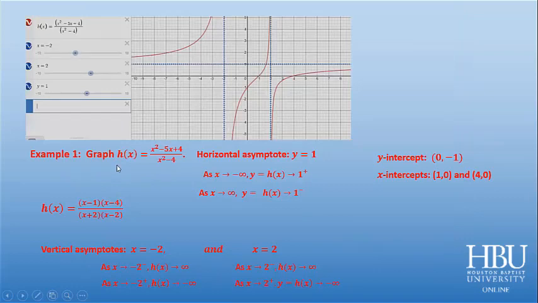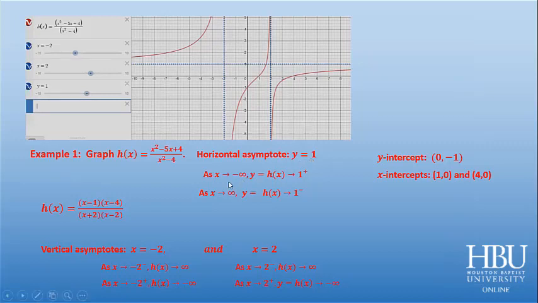Suppose you were asked to graph h of x equals x squared minus 5x plus 4 over x squared minus 4. The degree of the numerator is 2, and the degree of the denominator is 2. That tells me that I have a horizontal asymptote at the ratio of the lead coefficients. In this problem, it's 1 over 1. 1 divided by 1 is just 1. So y equals 1 would be the equation of a horizontal asymptote.